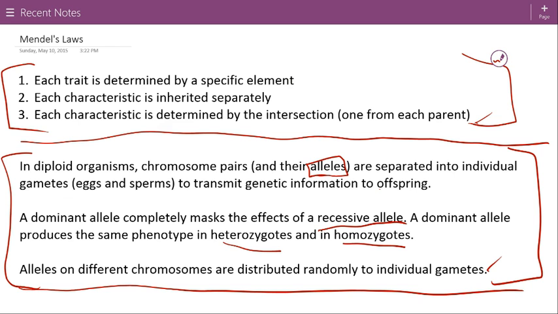Over here it says alleles on different chromosomes are distributed randomly to individuals. So in your body right now, each of your cells has 2 sets of chromosomes. When meiosis happens and we take one parent cell and it splits into 4 daughter cells, we are copying the chromosomes once, and then we're not copying them. So we're going to end up with 1 chromosome in each of those gametes, but it's just random which one goes into which.